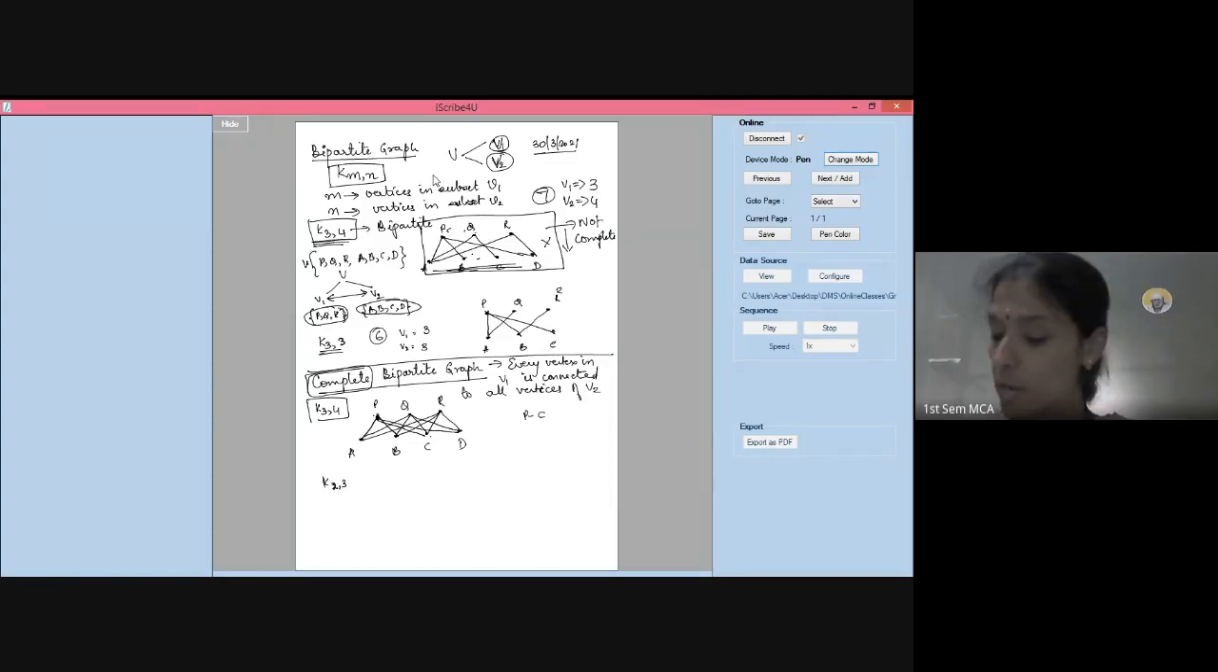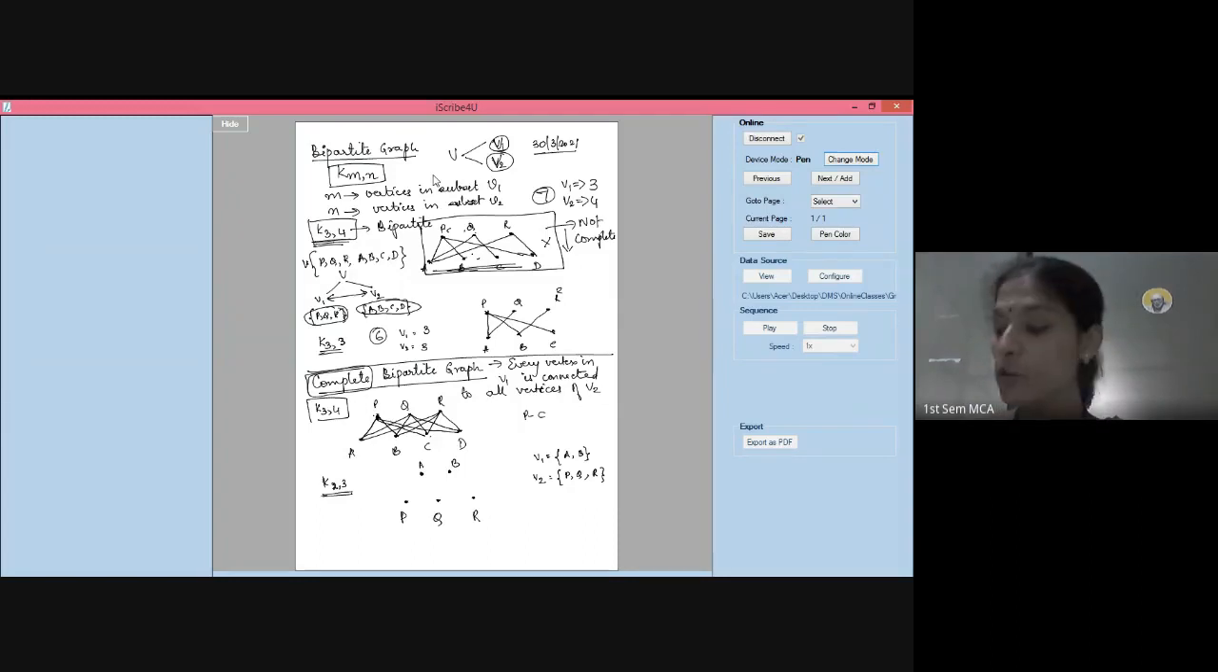Okay. Let us take one more example, K2,3. K2,3 means I am taking two vertices A, B in one set, and in another set I have to take three vertices. So my V1 will contain two vertices, which I will call A, B. My V2 will contain three vertices, which I will call P, Q and R. So this is my A, B, P, Q, R.